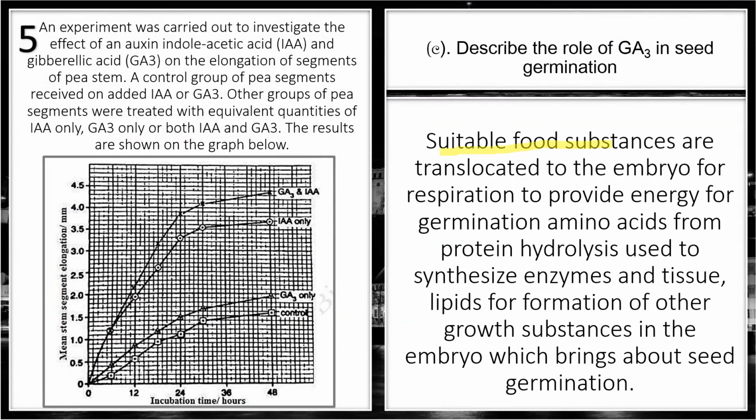The suitable food substances are then translocated to the embryo for respiration to provide energy for germination. Amino acids from protein hydrolysis are used to synthesize enzymes and tissues. Lipids are used for formation of other growth substances in the embryo, which brings about seed germination.